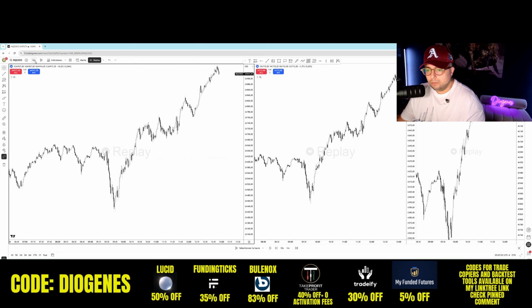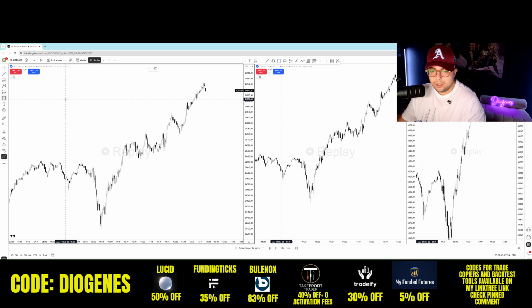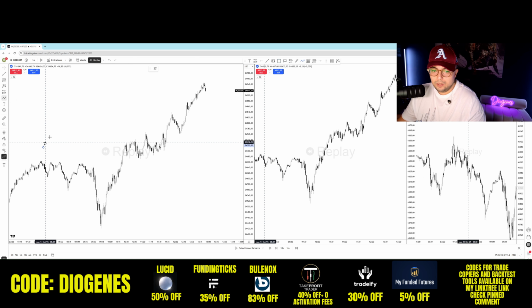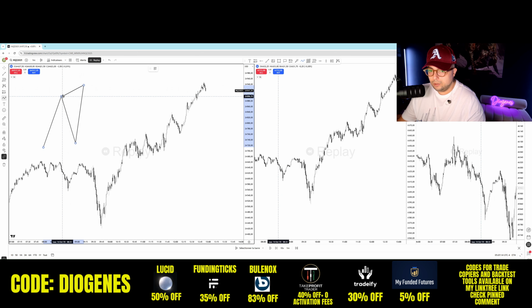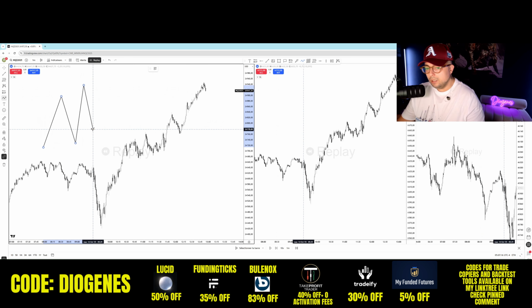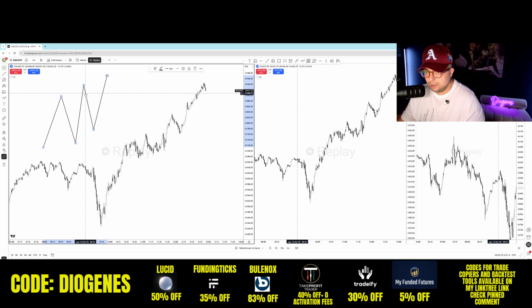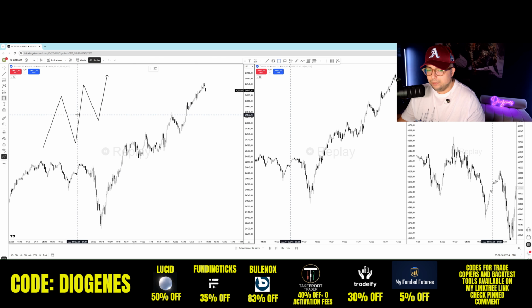The universal model is a continuation model. Price will take external liquidity, then seek to balance a FVG or something, and then it will seek the external liquidity. Having this in mind, the universal model is the best entry function that we will find inside this fair value gap.